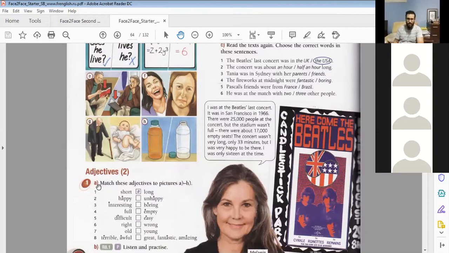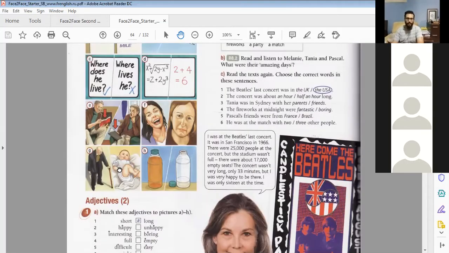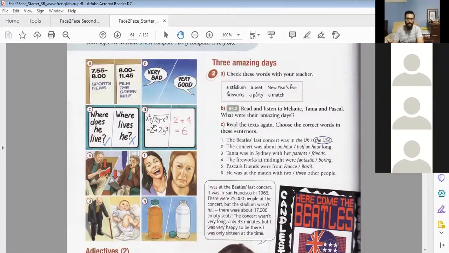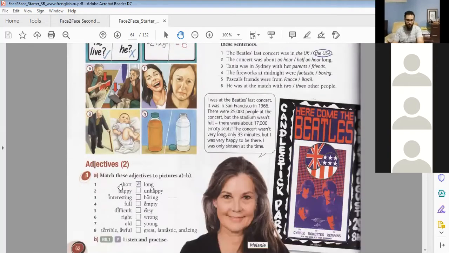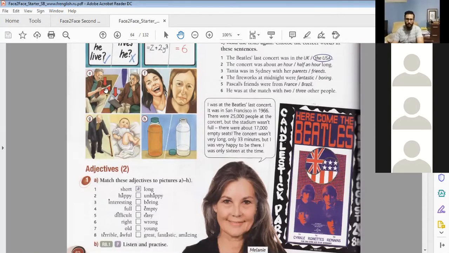It says here, number 1, match these adjectives to the pictures A to H. So we have pictures A, B, C, D, E, F, G, H. We want to match them with the words here. So number 2, happy, unhappy. Which picture is this, happy, unhappy? F. Right, correct. So we have picture F.